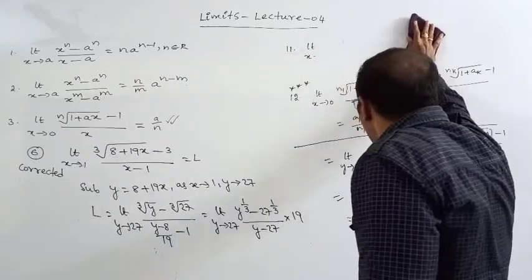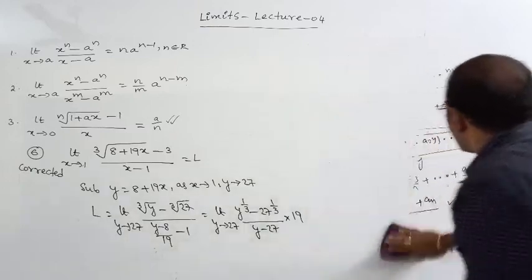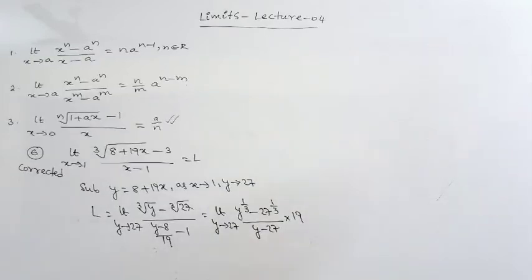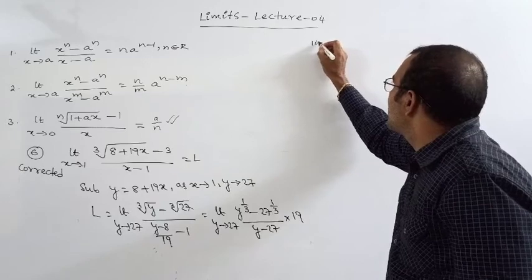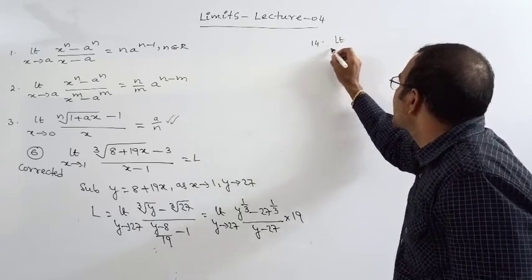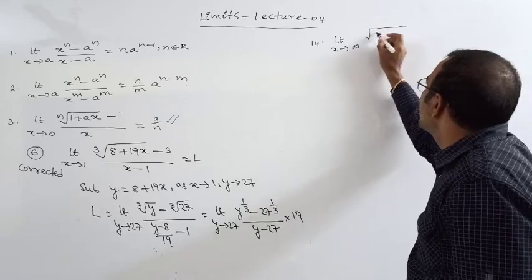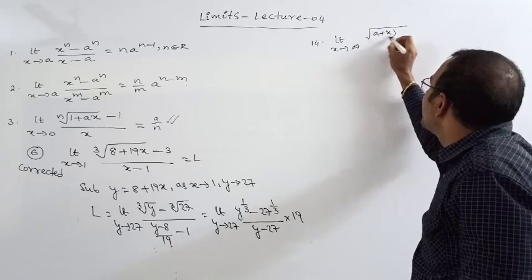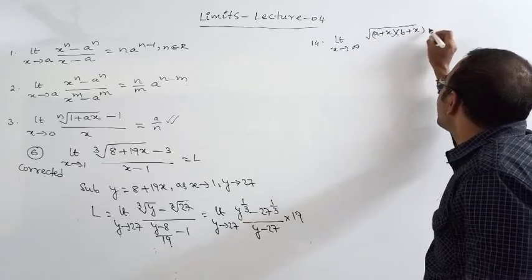Now our thing is based on the 13th. I will give you the questions. Limit x tends to infinity, root over a plus x into b plus x, minus x, equal to dash.